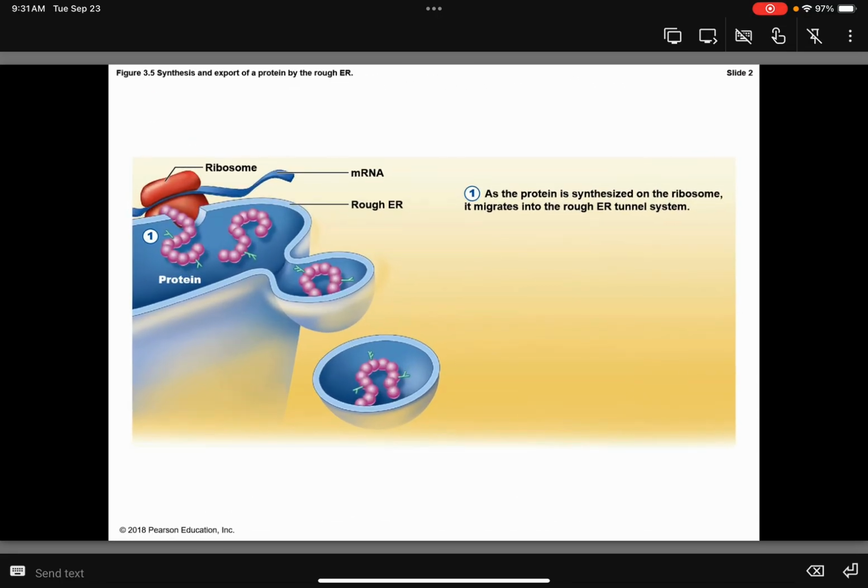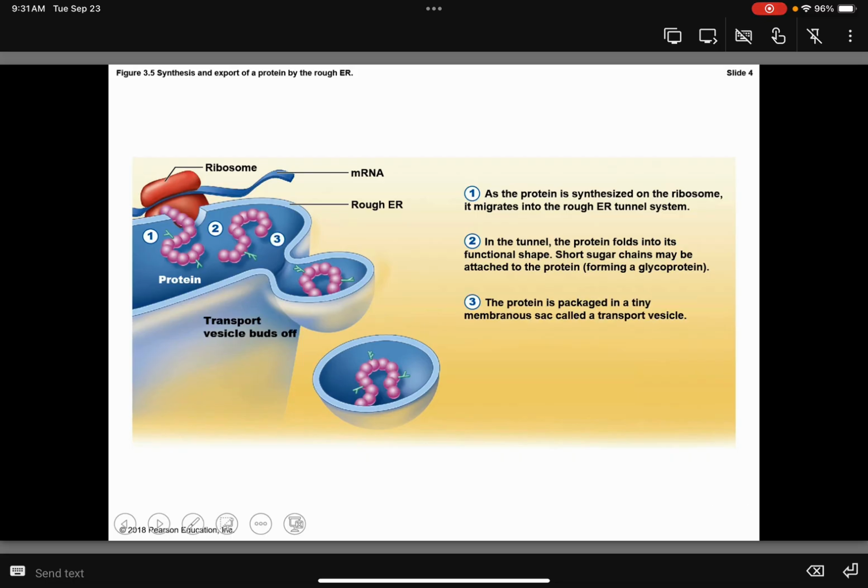This picture is in your books on page 69. It is showing the synthesis and export of proteins in the rough ER. And it just takes you through step by step what is happening. So protein synthesized on the ribosome migrates into the rough ER tunnel system. In the tunnel, the protein will fold into its functional shape. Sugar chains can be attached to it. So it's processing it, getting it ready to do its job.